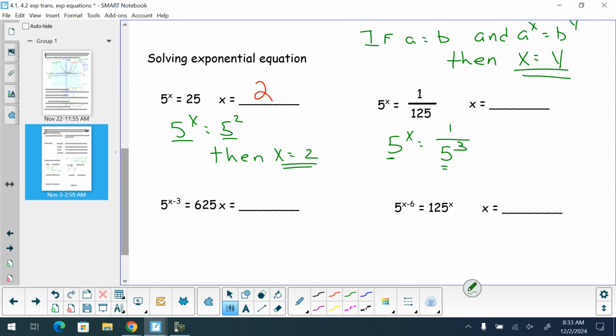How can we take 5 to the third power and write it as 1 over 5 to the third power? How can I rewrite this as 5 to some power? Do we remember? What exponent can we take 5 to equal 1 over 5 cubed?